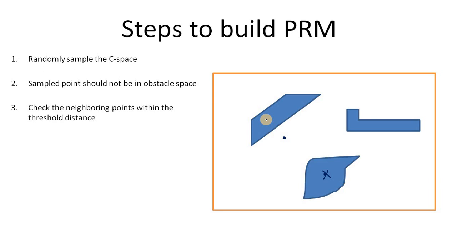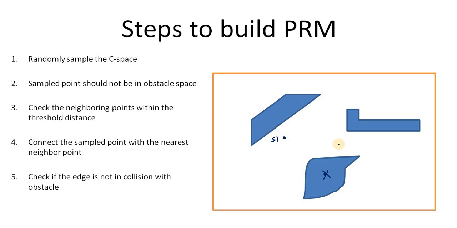The next step is to check the neighboring points within the threshold distance. Because this is our first sample point, it doesn't have any neighboring one, so we can't do anything here. The fourth step is to connect the sample point with the nearest neighbor point. There should be some kind of connection here, but since this is the first one, we can't do anything. Then check if the edge is not in collision with the obstacle. Then repeat the above process to make the roadmap.